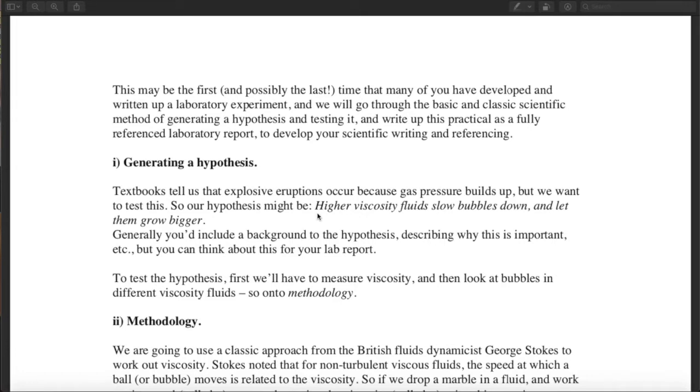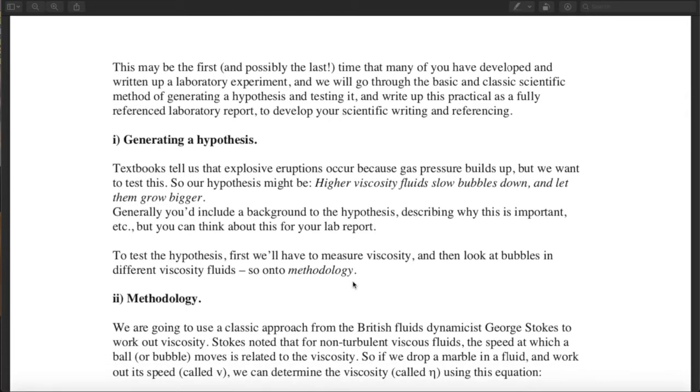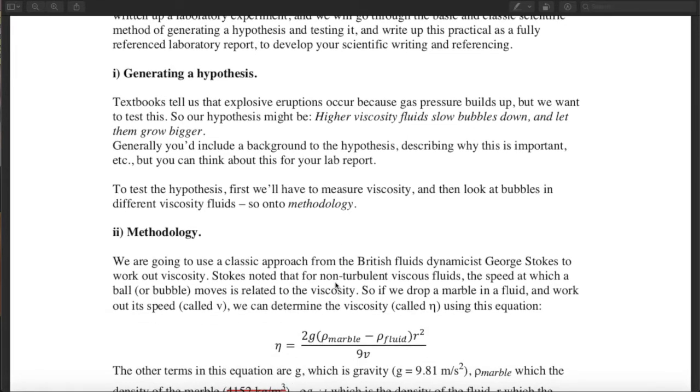Now, generally, at this point, you'd include a bit of a background to the problem. You'd maybe describe previous work that has been done on it, why it's important. But you can think about all of this background material for your lab report. To test the hypothesis, though, the next step generally would be to measure the viscosity of the fluid and then look at the bubbles in it. So in order to do that, we're going to move on to our methodology. Now, I have a video associated with this, but what I'll do is I'll run through the written part of the PracBook methodology, and then we'll move on to the videos when we try and constrain the results.